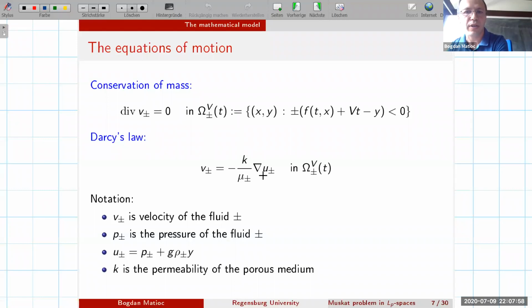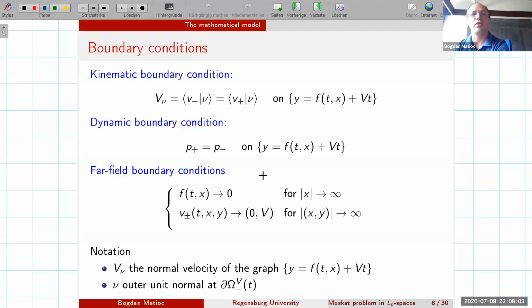These are the equations in the fluid layers, but of course we also have boundary conditions, and these are the natural boundary conditions. So we have the kinematic boundary conditions, saying that capital V_ν, this is the normal velocity of the graph, should match the normal component of the velocity vectors in each fluid on the boundary. So we have actually two relations. The velocity is continuous in the normal direction at this interface, and we have the law describing how the interface evolves.